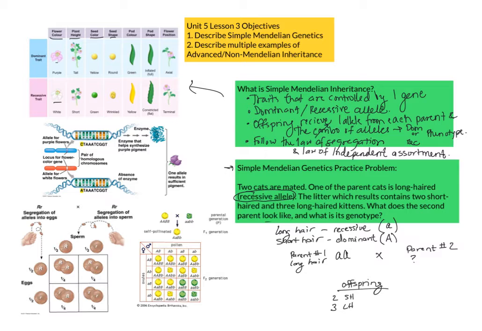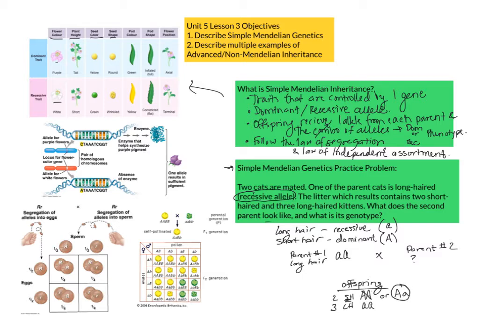And all of the offspring that have long hair also should have homozygous recessive genotypes. Now, the short-haired offspring, since short hair is dominant, just means that they have at least one dominant allele. So they can either have homozygous dominant or a heterozygous genotype. But as we look at this problem, we can determine that the kittens that are short-haired have to be heterozygous.